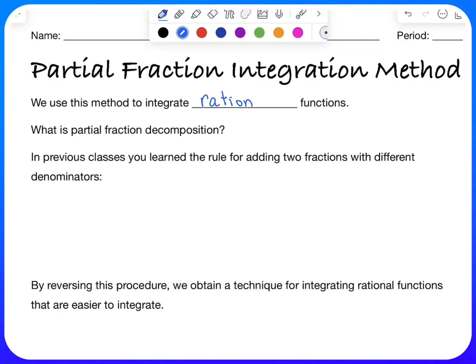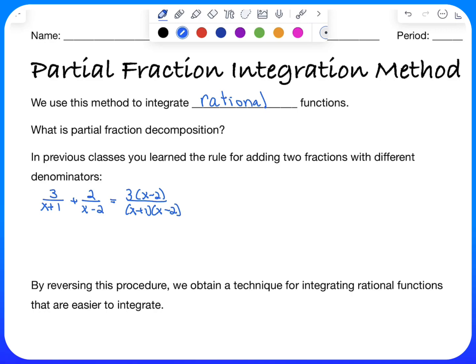We will use this method of integration for rational functions, and this method is called partial fraction integration. This is using the process called partial fraction decomposition that you probably learned in college algebra. So remember, this is a way of taking two fractions that have been added together, two rational functions that have been added together, and breaking them up.